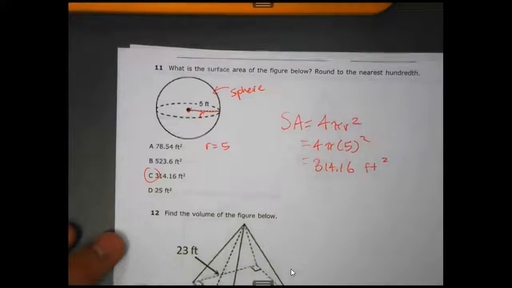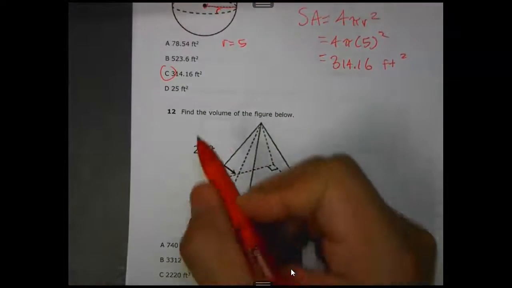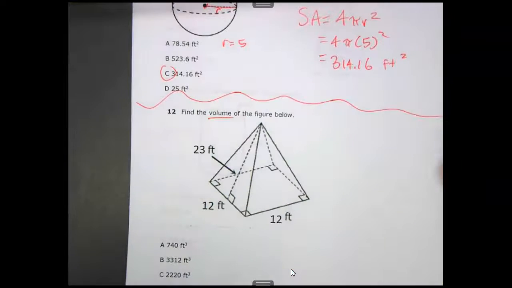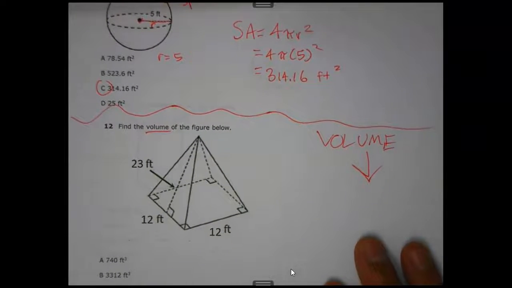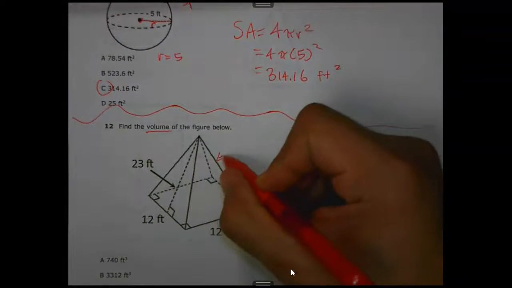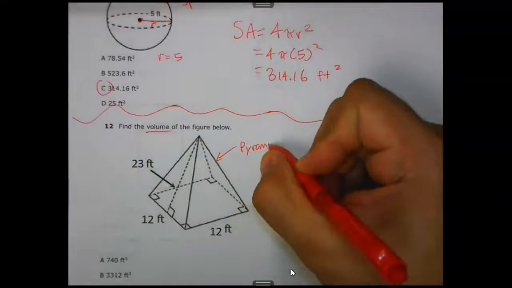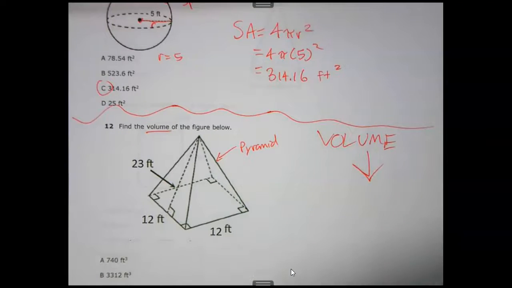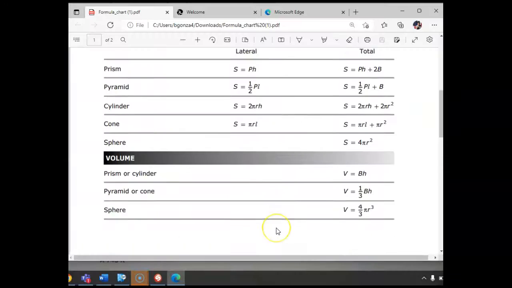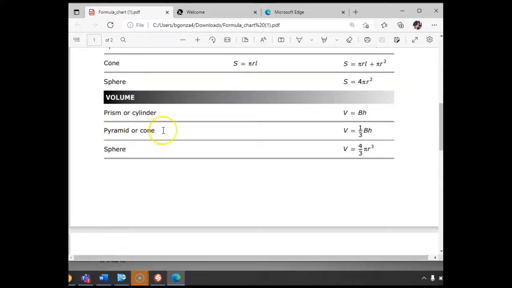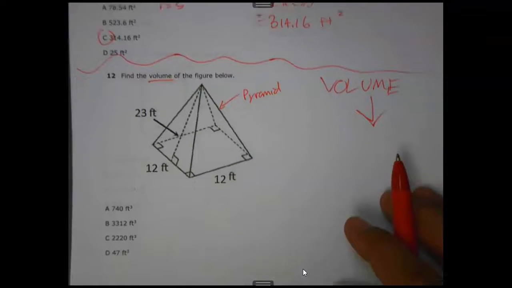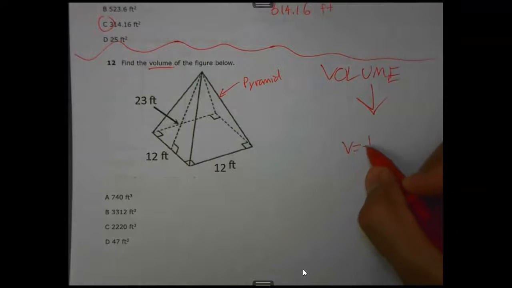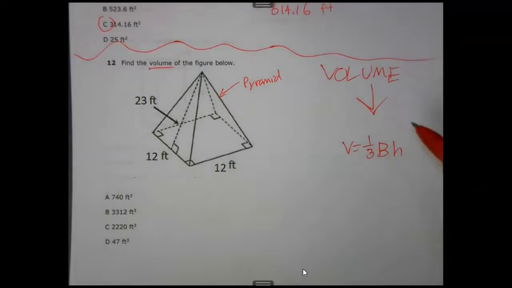Cool. Number 12. Now, we are transitioning into volume for the rest, I believe. So, let's talk about volume of a what? This thing is a pyramid. If you didn't know, pyramids are pointy at the top, hopefully you know now. What is the volume of a pyramid formula? Pyramid, 1/3 big BH. So let's do that. Volume equals 1/3 big BH.